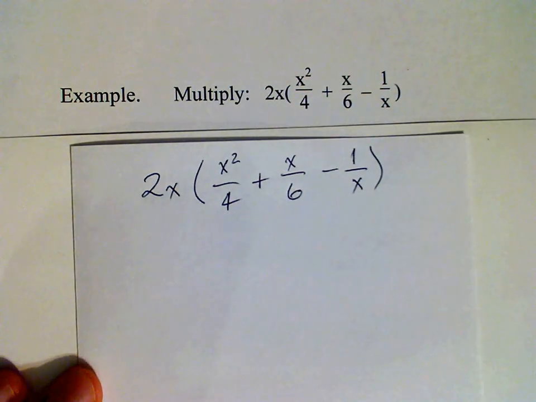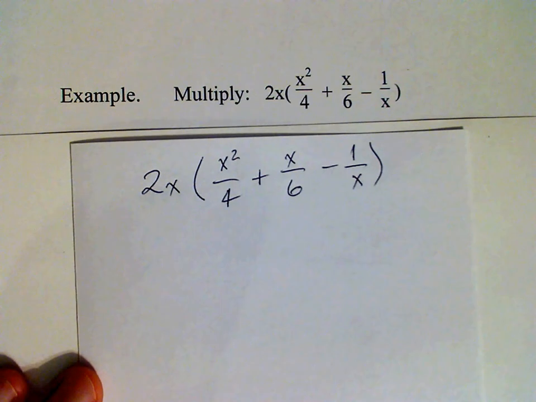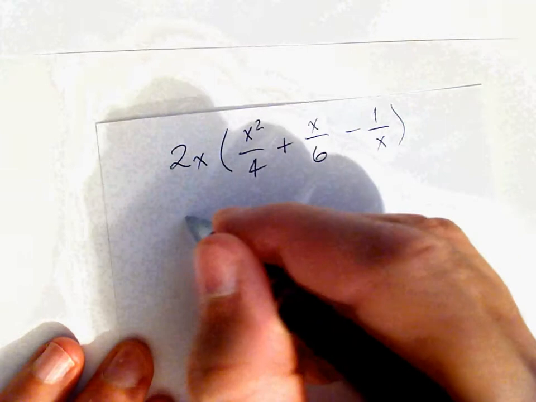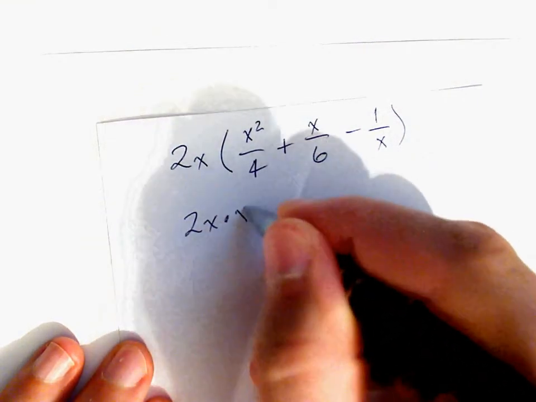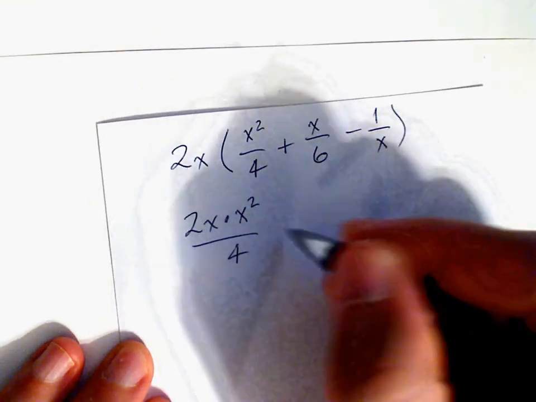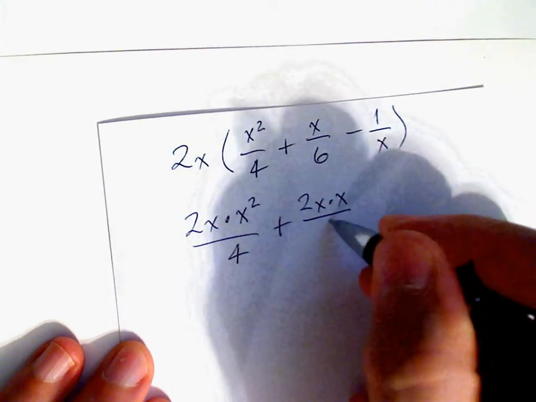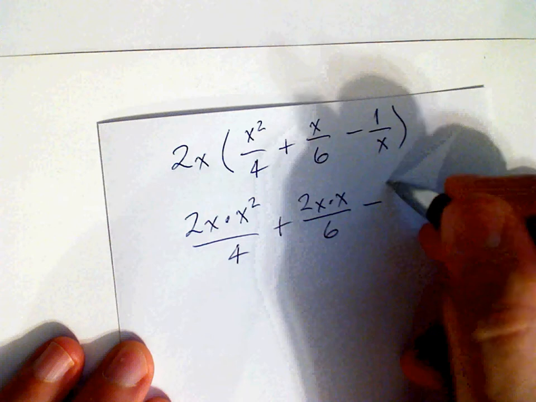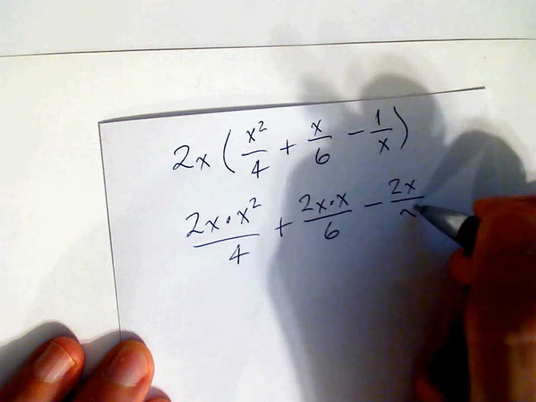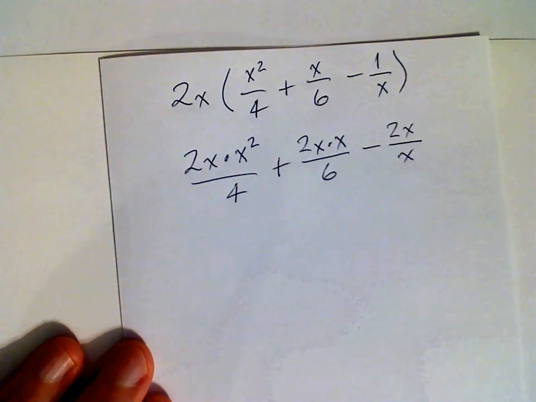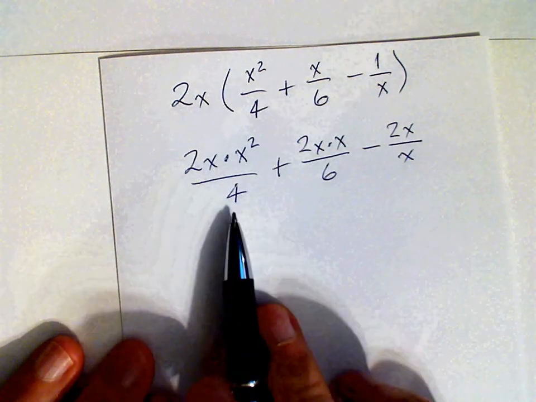Again, the monomial factor goes only to the numerator of these fractions, not to the denominator. So that will give us 2x times x squared over 4 plus 2x times x over 6 minus 2x over x. And then once again, we will want to simplify the fractions by removing a common factor.